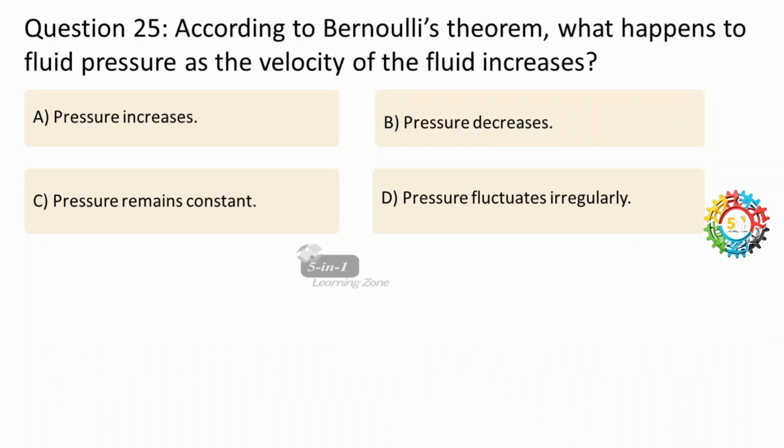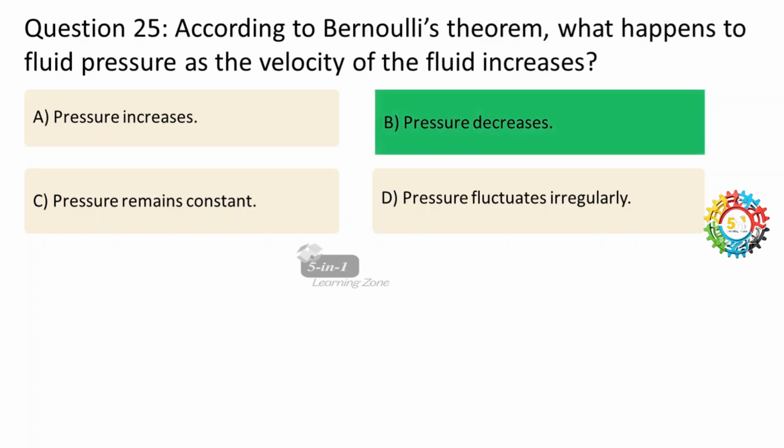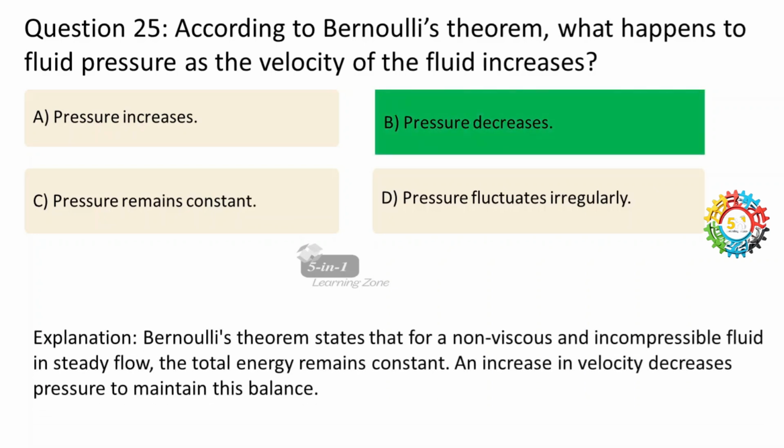25. According to Bernoulli's theorem, what happens to fluid pressure as the velocity of the fluid increases? Answer: B. Pressure decreases. Explanation: Bernoulli's theorem states that for a non-viscous and incompressible fluid in steady flow, the total energy remains constant. An increase in velocity decreases pressure to maintain this balance.